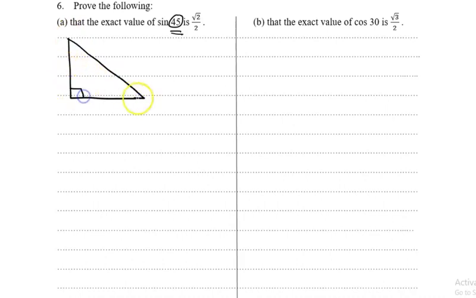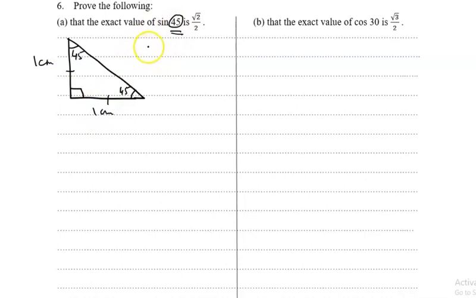Here we have the right angle. This is 45 and this is 45. Now let's see, what can we label the sides as? So these two sides are exactly the same because it's an isosceles triangle. So we can label them both as 1. Now 1 is a simple number to work with, so 1 centimeter here, 1 centimeter here.